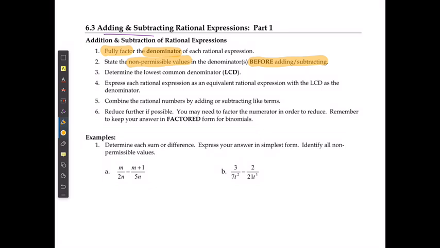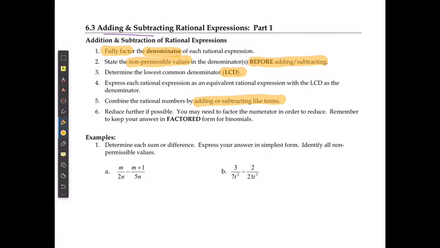The next thing is we're going to figure out what our lowest common denominator is, because remember, when we are adding or subtracting fractions, we always need to put them over a common denominator. The same thing is going to be true with our rational expressions. Express each rational expression as an equivalent rational expression with the lowest common denominator, and then combine the rational numbers by adding or subtracting like terms across the numerator.